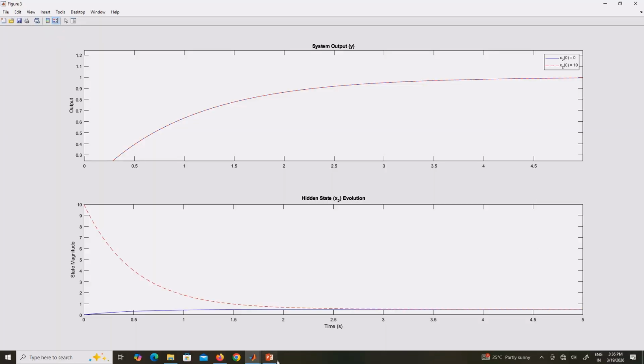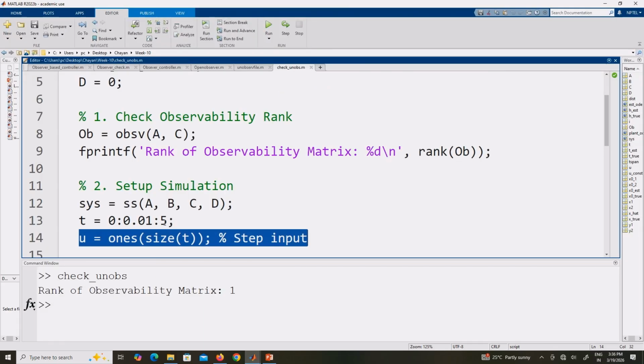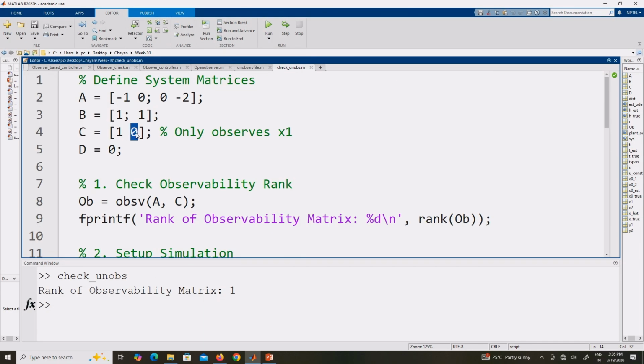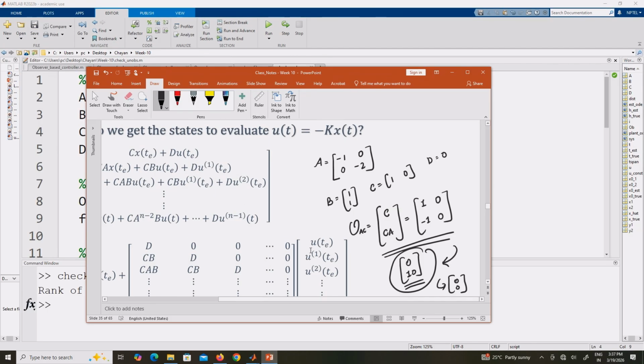Let me try to make the system observable now. I will just make a slight change and this will change the system to an observable system, because I have made this one now. Now, once it becomes 1, then C is 1 0 and CA is -1 -2. This is a full rank matrix, which means the system is observable.